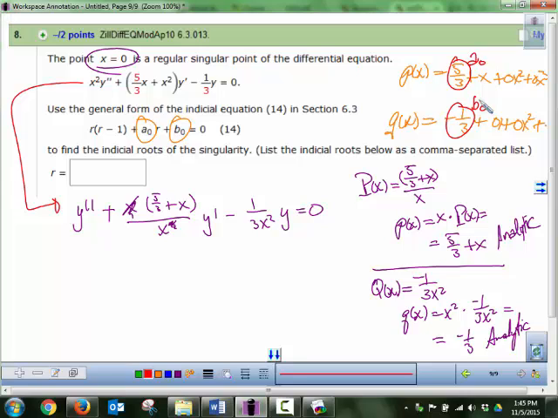Okay? So now that we have P and Q, we've identified little p and little q, and we've stretched them out to look like a series. Now we have A naught and B naught, and with that, we can jump into the indicial equation.